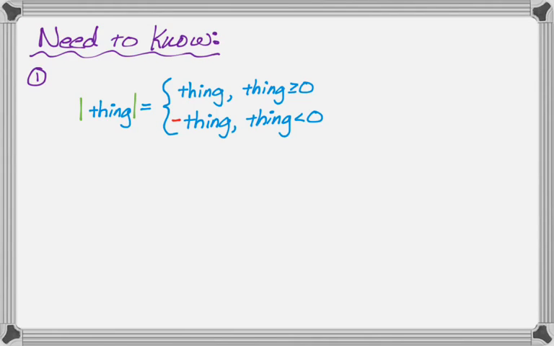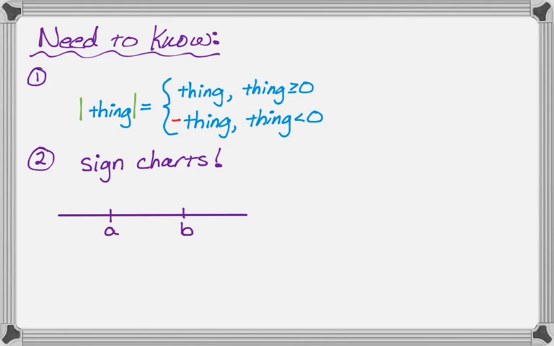A second thing that we need to know is how to use sign charts. So sign charts are a big deal in math, which is really good for us because they're pretty simple. So you start off with what looks like a number line, and then you just figure out within each region if the thing you're dealing with is positive or negative, and then you just kind of mark it up with some negative signs, some positive signs, negative signs. I use a lot of negative signs, a lot of positive signs.